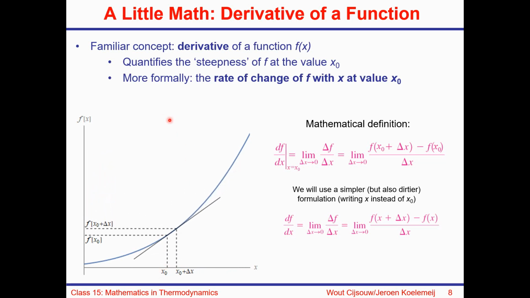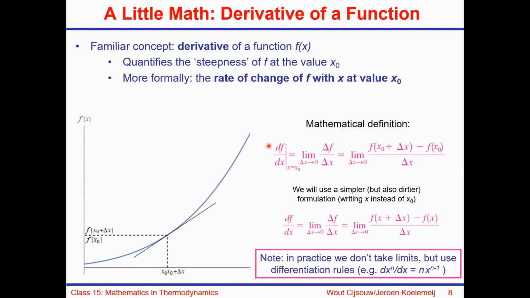More formally, you could also say that the derivative of a function is equal to the rate of change of a function with respect to the variable with respect to which the differentiation takes place. Now, don't look at this formal definition for too long, because in practice this is not really what we use. When we take derivatives of functions, we always use simple differentiation rules, like the one, for example, denoted here.